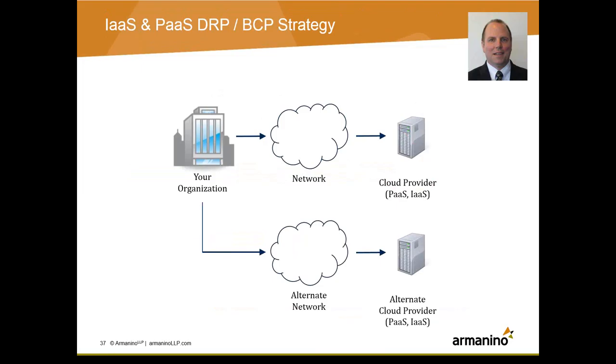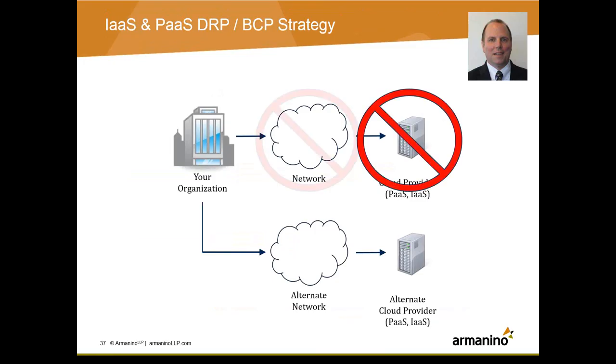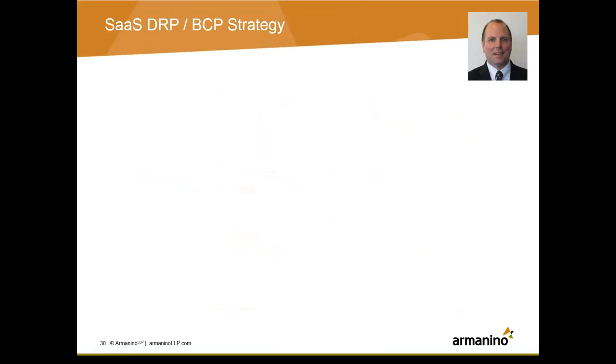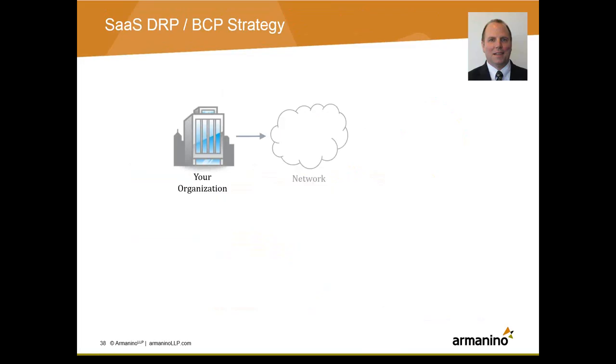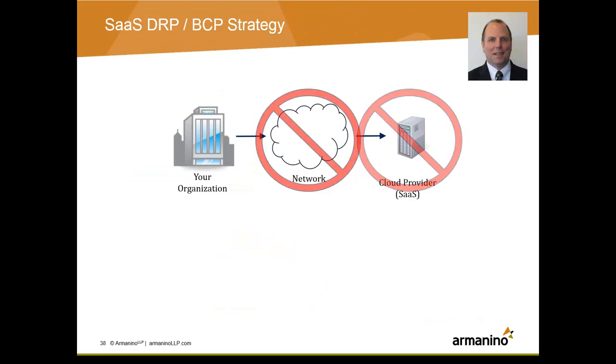If you have platform as a service or infrastructure as a service, your business continuity strategy might be to have two of these vendors so that if one of them goes down or the network, you have an alternate that you can switch your load over to and you can continue delivering your service. And I'm just going to click through this real quick. I think this is just elaborating on the point I was making.